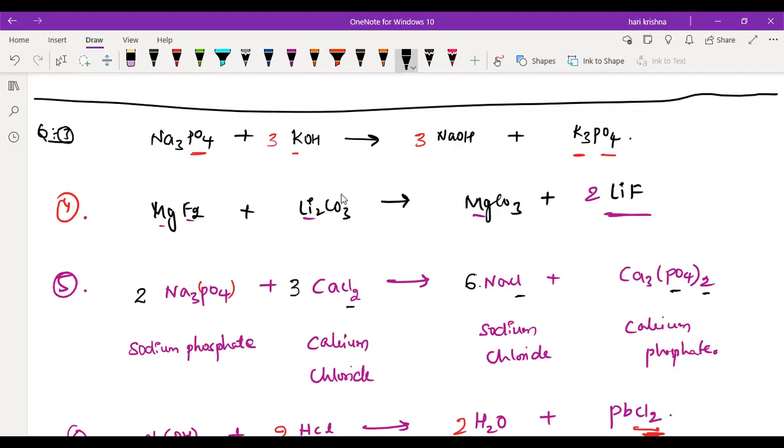Still any doubts in this? No doubts about it. The simple thing is, when you are balancing the equation with the direct balancing method, first try to balance these phosphates or the carbonates or the sulfates. If those are already balanced, then try to select the element which is simple and which is there only at one place on the reactant side or the product side. If you follow these two, it will be easy for you to balance directly.